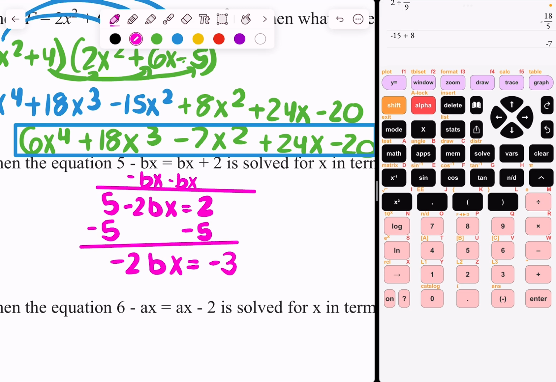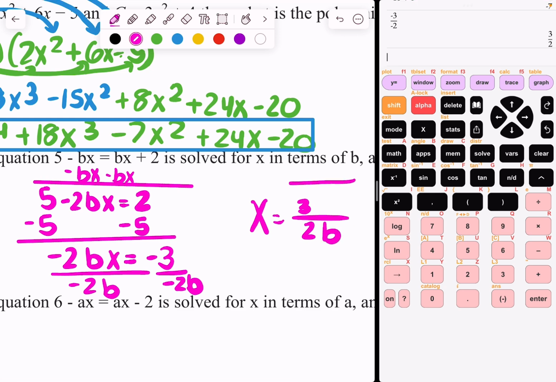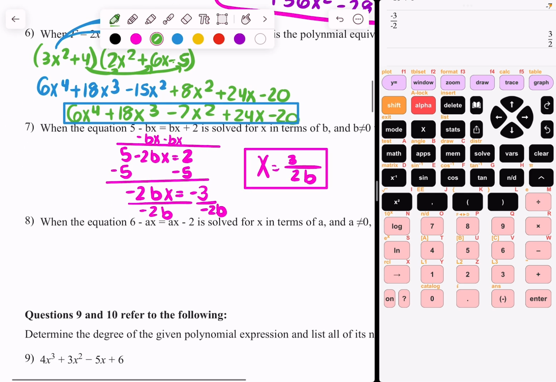Now I'm trying to get x by itself, so I'm going to divide out the negative 2 and the b. I'm going to see if I can divide negative 3 by negative 2. And that ends up just giving me 3 over 2 and leave the b on the bottom. And this is my final answer. And we have a very, very similar problem like that in the next one.